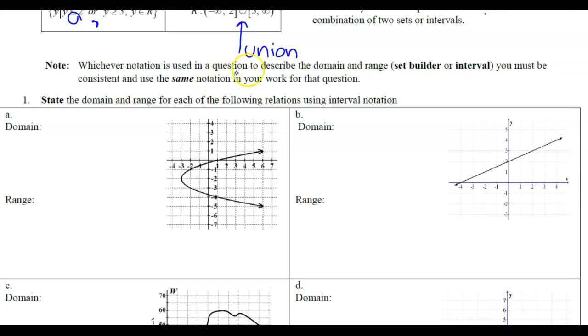Whichever notation is used in a question to describe the domain and range, either Set Builder or interval, you must be consistent and use the same notation for that question. So you can't do domain in Set Builder and range in interval unless we ask you to. Otherwise, if we don't ask you for a certain notation, you decide.